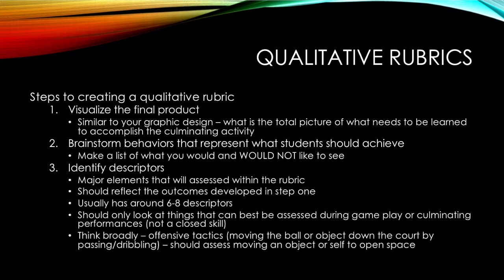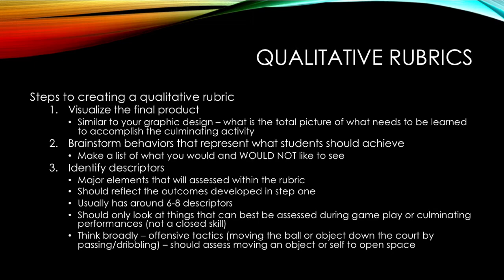The third step is to identify descriptors. You have major elements that will be assessed within the rubric. You want to reflect the outcomes developed in step 1. Usually it has around 6 to 8 descriptors. It should only look at things that can best be assessed during the gameplay or culminating performances.